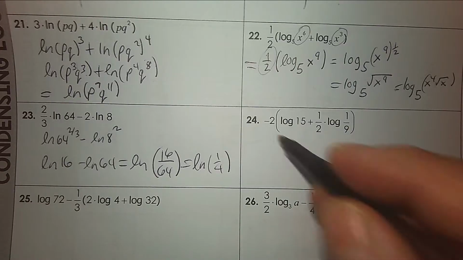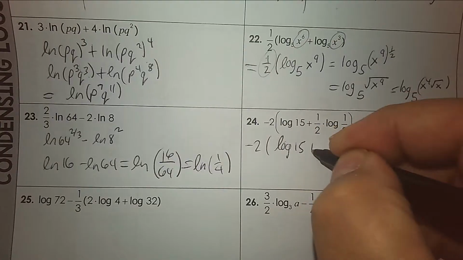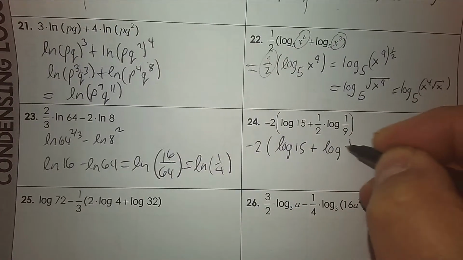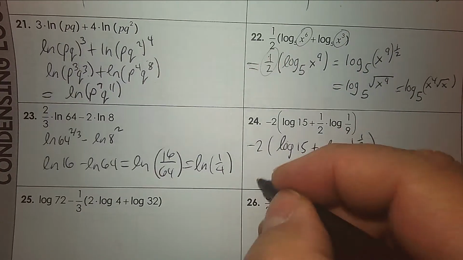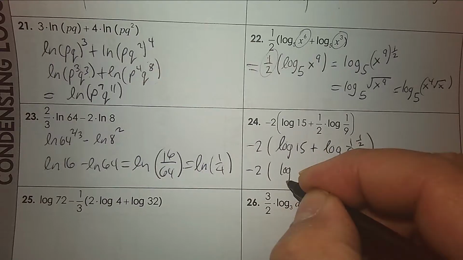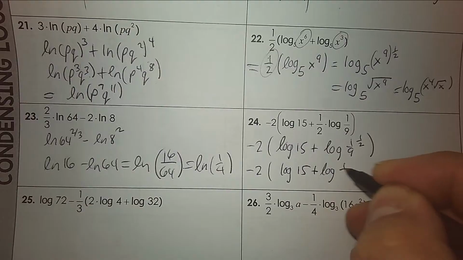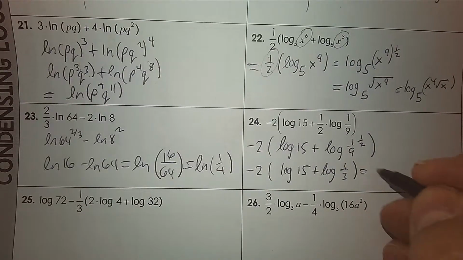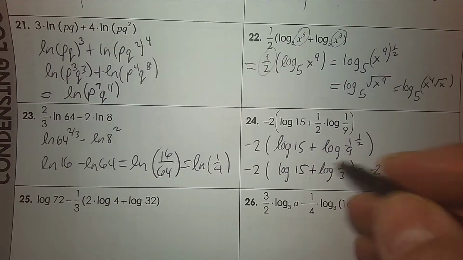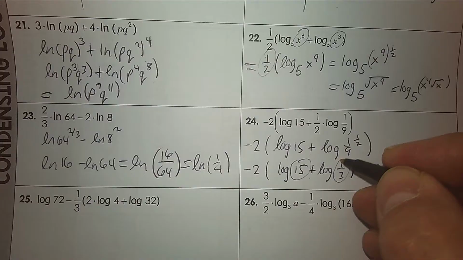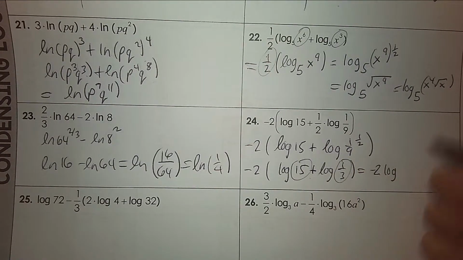24. Do what's inside the parentheses first. I have log 15, and I got log 1/9 to the exponent 1/2. The exponent 1/2 means the square root. Do you know what the square root of 1/9 is? 1/3. When you see adding, you multiply these together. What happens when I go 15 times a third? It's like dividing, right? 15 times a third.